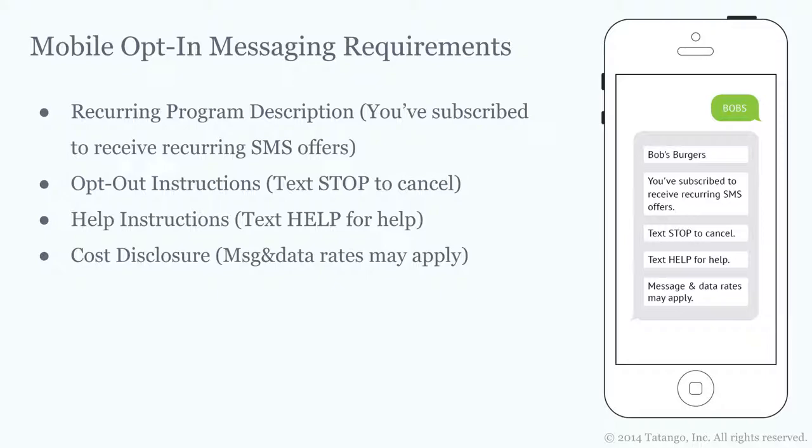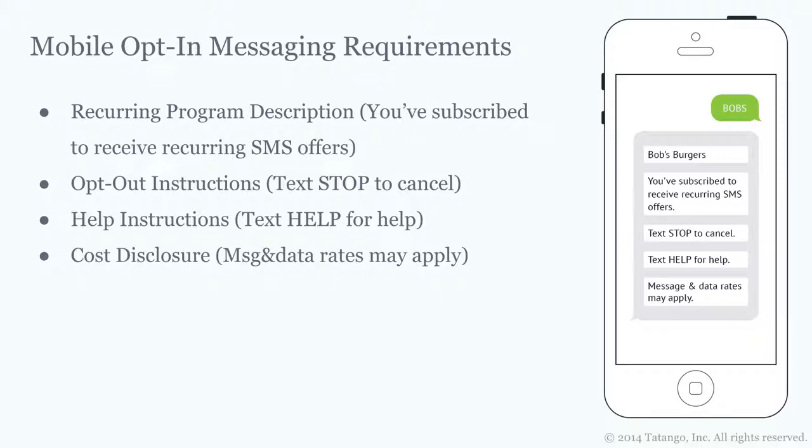It's a little overkill. We could have said you subscribe to receive SMS offers, and because offers is plural, that also means it's recurring. But we want to just 100% make it clear to the customer that this is a recurring campaign. And then the second piece of this is the program description. This will be the SMS offers.